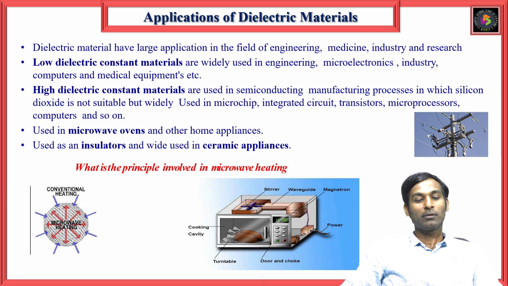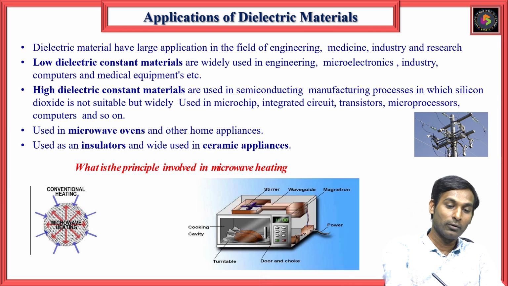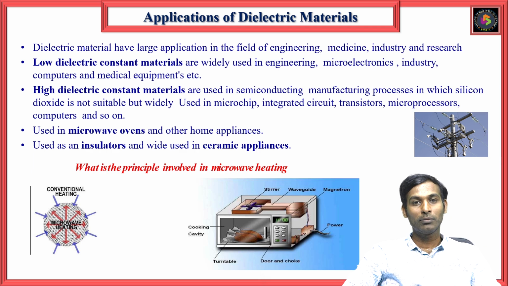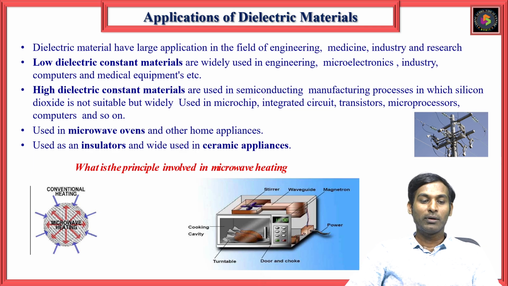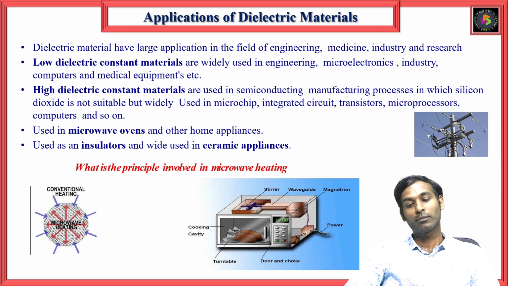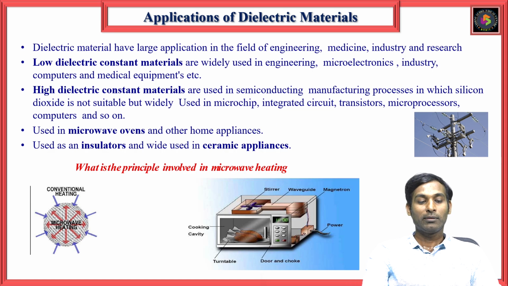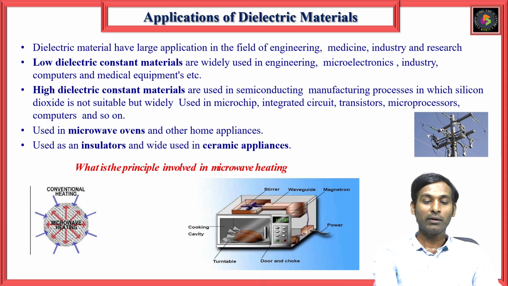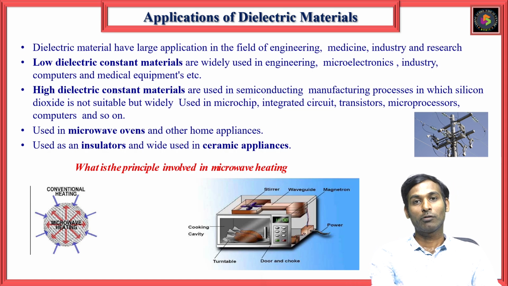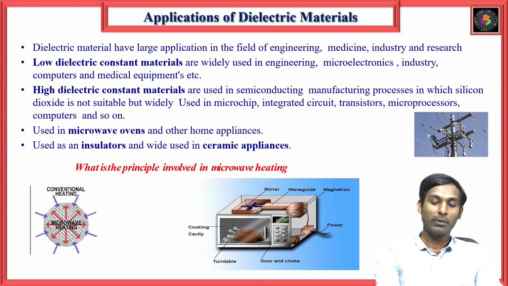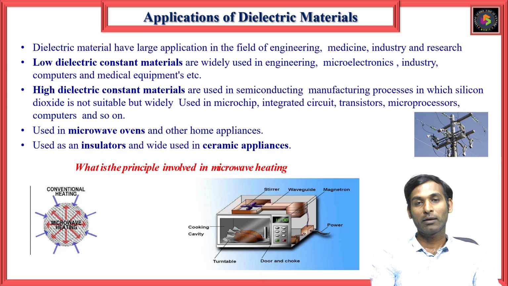The best example for dielectric material is the oven. In every home, the microwave is there. So here, from the application point of view, what is the importance of the microwave in the dielectric material? So you can see the diagram. What is the principle involved in microwave heating? See here, I am taking about two different mechanisms. One for conventional heating, one for the microwave oven.